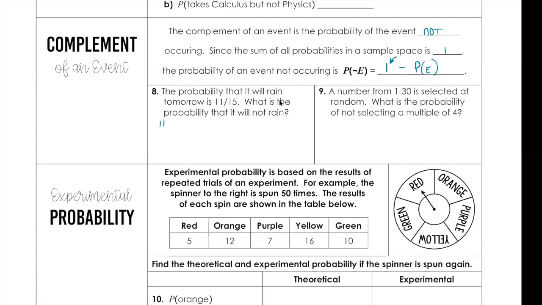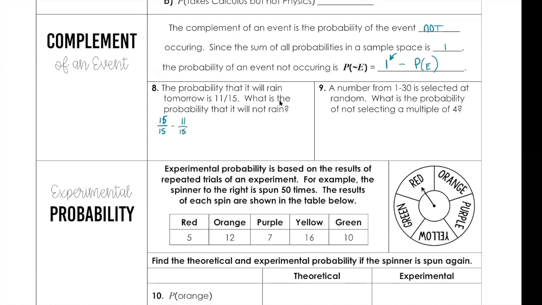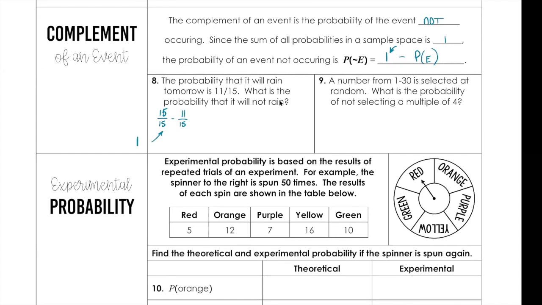So the full probability would be 15 out of 15, that minus 11 out of 15. And guys, I use 15 out of 15 because that's just 1, and I just didn't want to have to do double math. Or you can just pop it in your calculator and it'll kick it out for you.